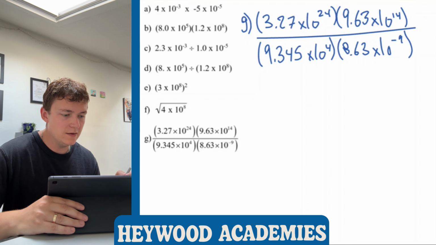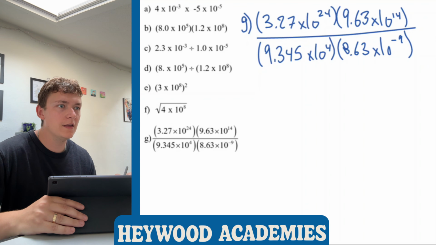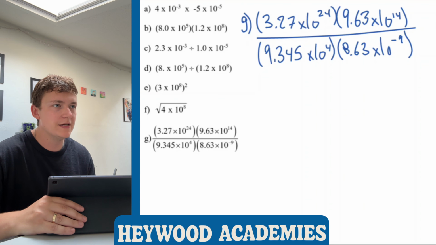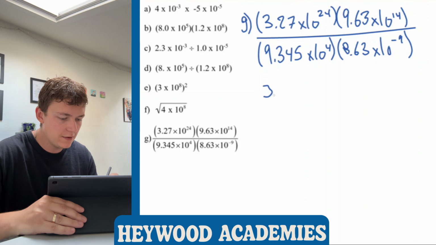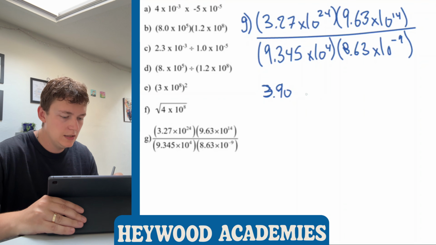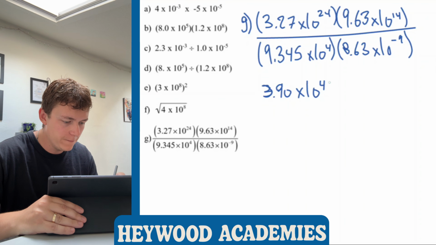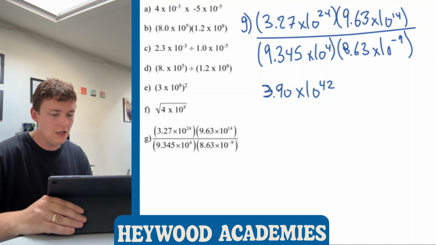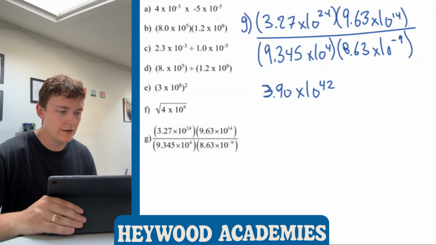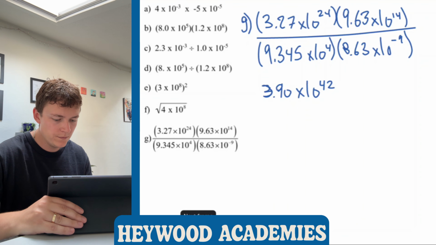Okay, so now with this one, I would definitely recommend just firing this into the calculator. This will be a good practice so that you can make sure you know how to use the calculator properly. If we do that, we should get 3.90 times 10 to the power of 42. So you can plug that into your calculator to make sure that you're able to do that properly.